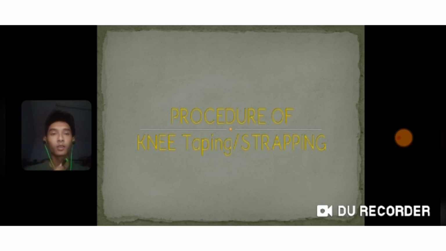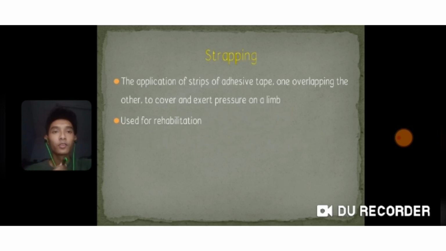Okay, let's begin. In this video, I will talk about the procedure of knee taping, or knee strapping. Strapping is known as the application of strips of adhesive tape, one overlapping the other, to cover and exert pressure on a limb. Strapping is usually used for rehabilitation, for athletes to recover from their injuries. Many therapists use this kind of strapping or taping to recover athletes' injuries.